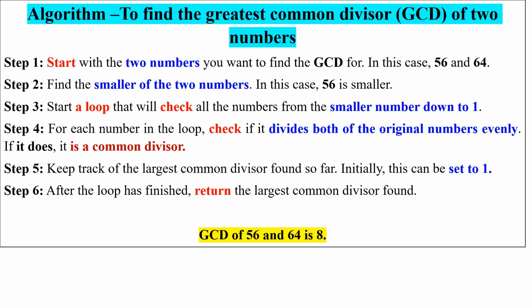Step 6. After the loop has finished, return the largest common divisor found. In this example, the algorithm finds that the GCD of 56 and 64 is 8. Hence, it is clear that we need to follow a sequence of steps to accomplish the task, called an algorithm.